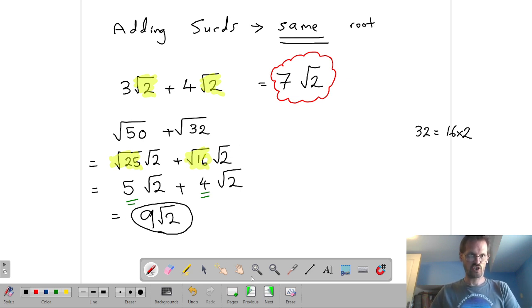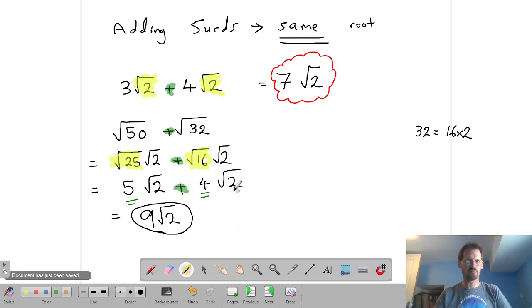Now, subtraction, exactly the same, apart from, instead of adding in the middle here, you're going to subtract. So if that was a minus sign, that was a minus sign, that would be a minus sign, that would be a minus sign. You do 5 root 2, take away 4 root 2, you just get 1 lot of root 2.